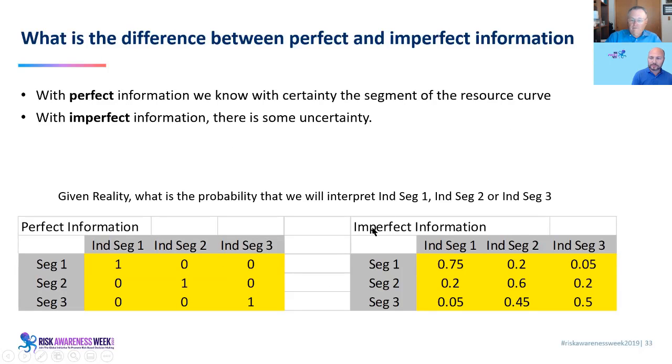With imperfect information, it says if reality is segment 1, I would interpret it as being segment 1 75% of the time. 20% of the time I would think it's segment 2, and even 5% of the time I think it was even segment 3, even though in reality it was segment 1.